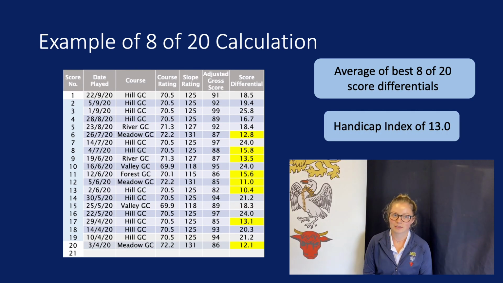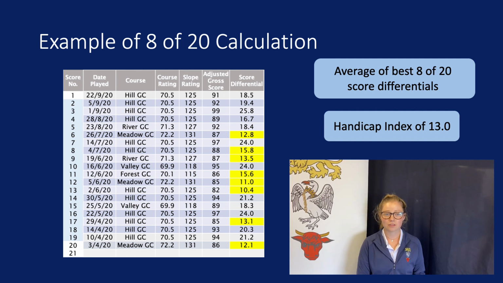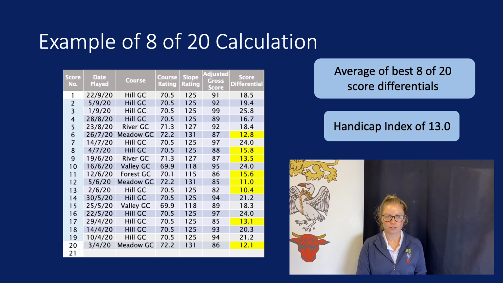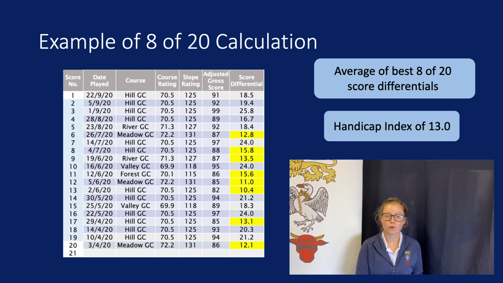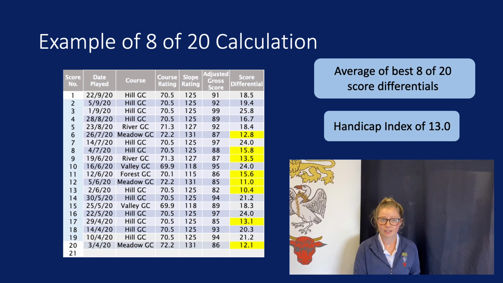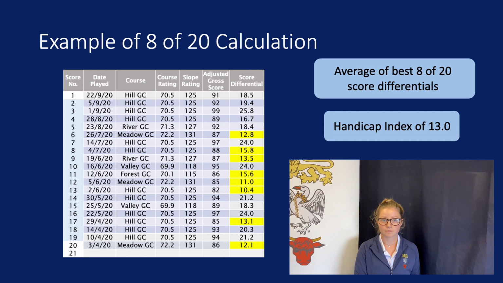As you can see from this slide, your handicap index is based on your best 8 of your last 20 scores. Now, once you've got 20 scores in your record and you play another round, your oldest score will drop off the bottom and there'll be a recalculation of your handicap index.